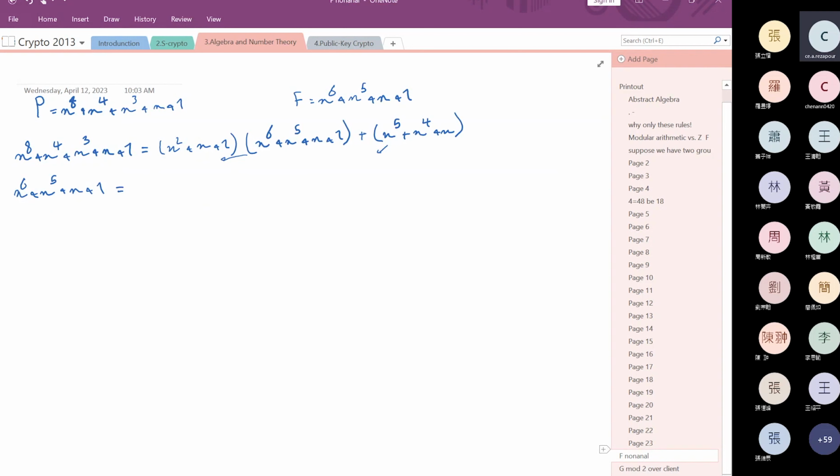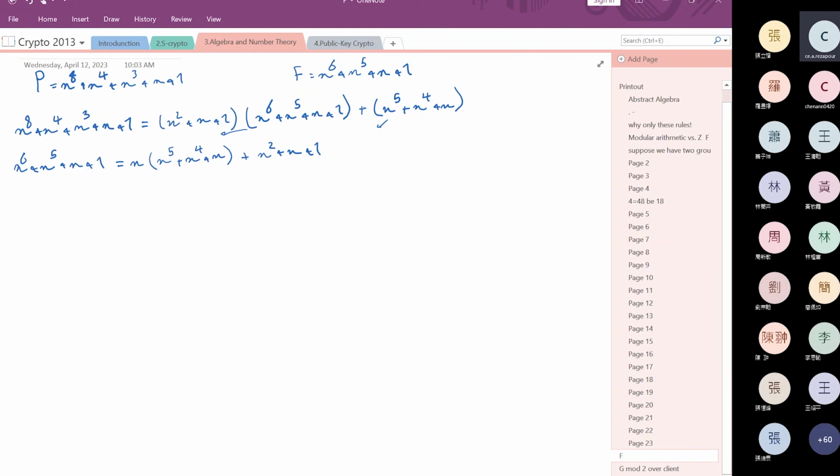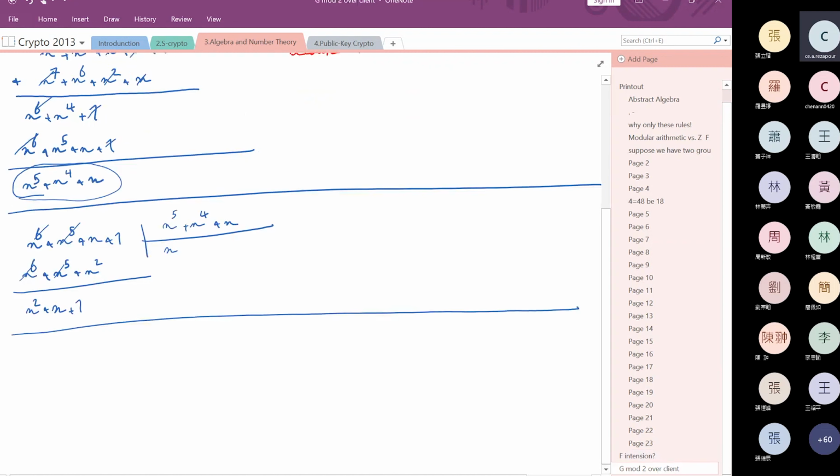We go up and we rewrite this equation as x times x5 plus x4 plus x plus the remainder, which was x2 plus x plus 1. So the remainder is not 0. We continue. We do now x5 plus x4 plus x. We divide this one by the remainder. So let me go and do the math over there.